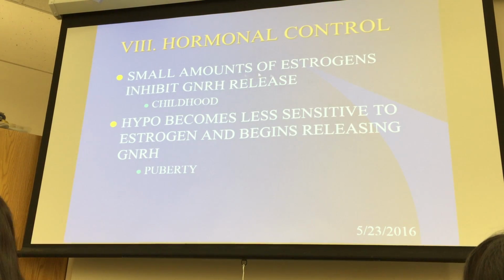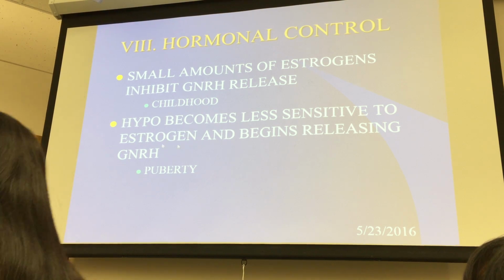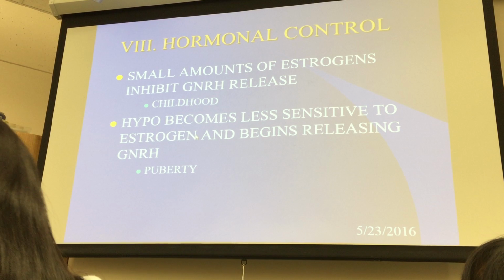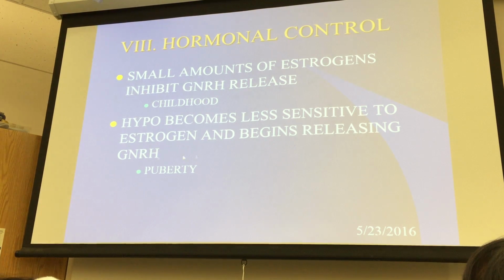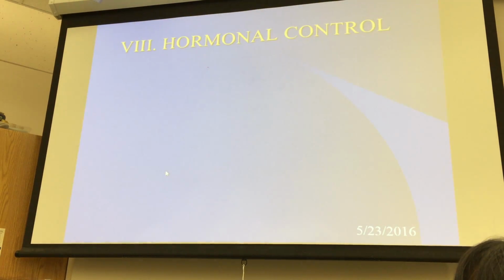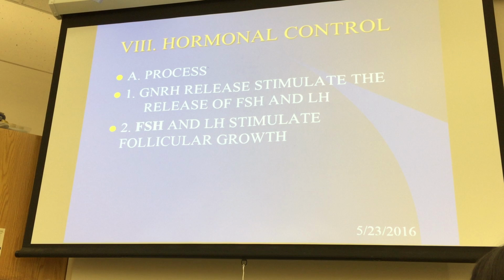So, hormonal control. Small amounts of estrogen inhibit GnRH release through childhood. Then the hypothalamus is less sensitive to estrogen and begins releasing GnRH, gonadotropin releasing hormone. It's in your endocrine worksheet. This happens at about puberty. The process: GnRH is released and stimulates the release of FSH and LH.